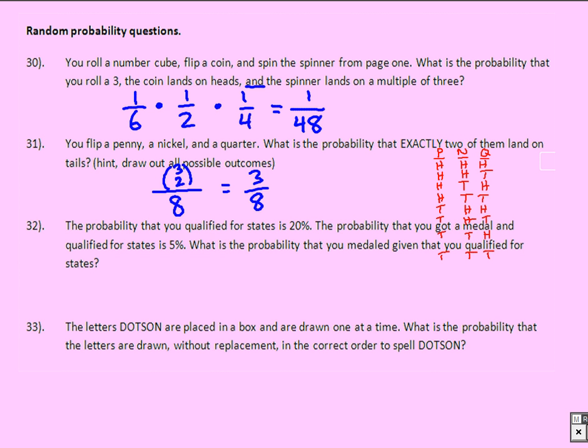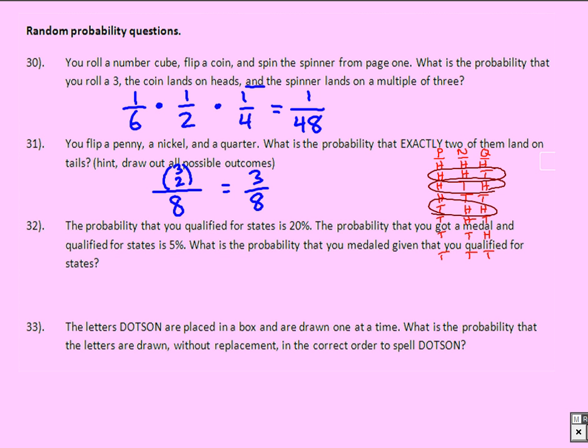They want to know how many of those have exactly 2 tails pop up. So there's 1 there. We change the color. There's 1. There's 1. And there's 1. So you have 3 outcomes out of the 8. So a couple of different ways that you could have looked at doing that problem.